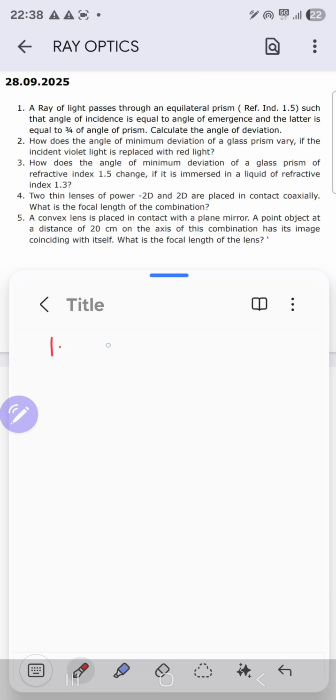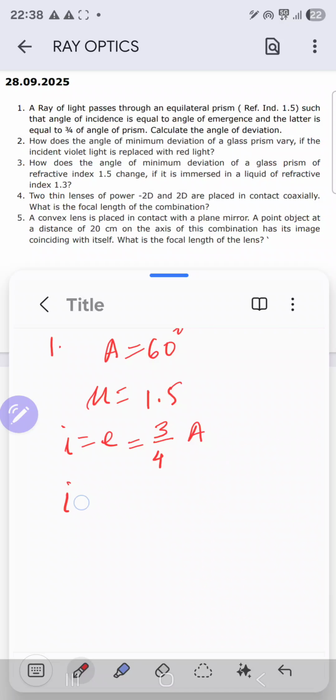We have an equilateral prism, which means the angle of prism is 60 degrees, and the refractive index is 1.5, such that the angle of incidence is equal to the angle of emergence. So i is equal to e, and the latter is equal to 3/4 of the angle of prism. So as both of them are equal, they must be equal to 3/4 of the angle of prism, that is A. So e and i, both of them, would be equal to 3/4 of 60, that is 45 degrees.